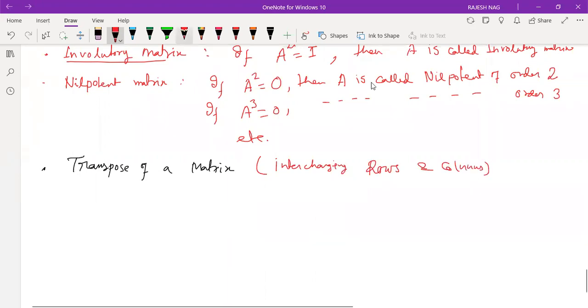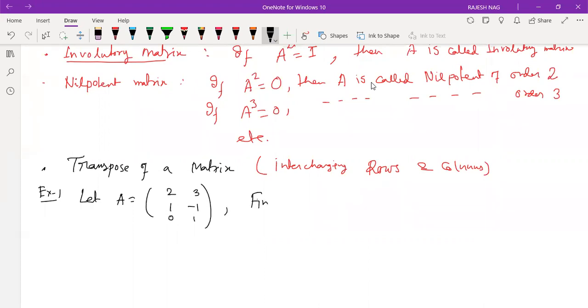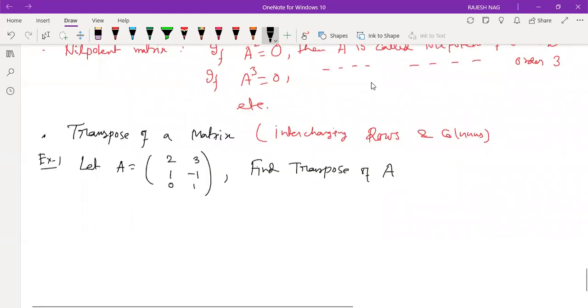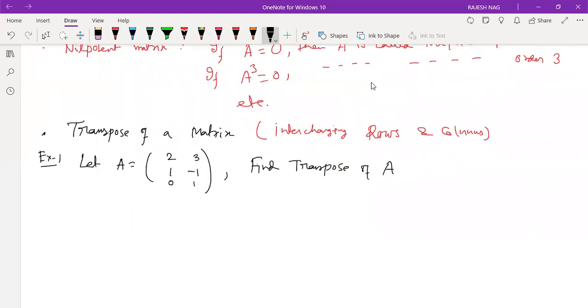Let us start with an example. Let A equal to 2, 3, 1, minus 1, 0, 1. Find transpose of A. Okay. Find transpose. They're quite simple. The solution.